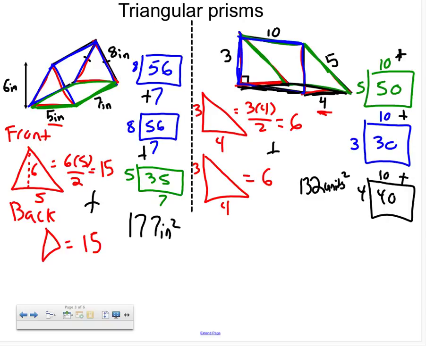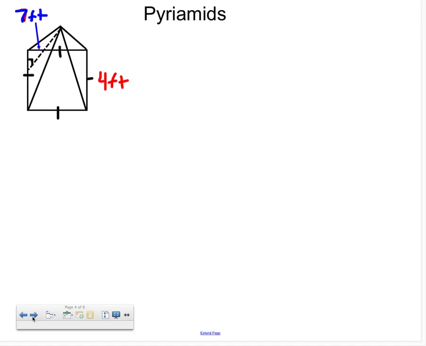Now let's look at some that aren't prism related. So we've done rectangular prisms, we've done triangular prisms. Let's look at, say, a pyramid. Now, pyramids are a little bit easier because they're really composed of just two shapes. They have a base shape and triangles along the outside. So let's see how they break down.